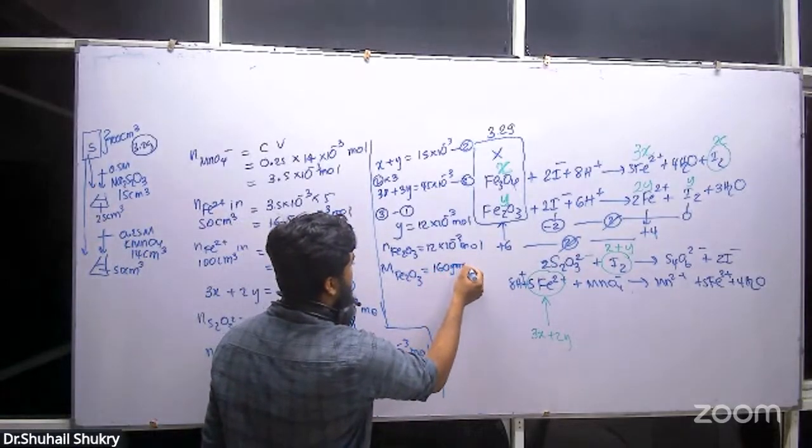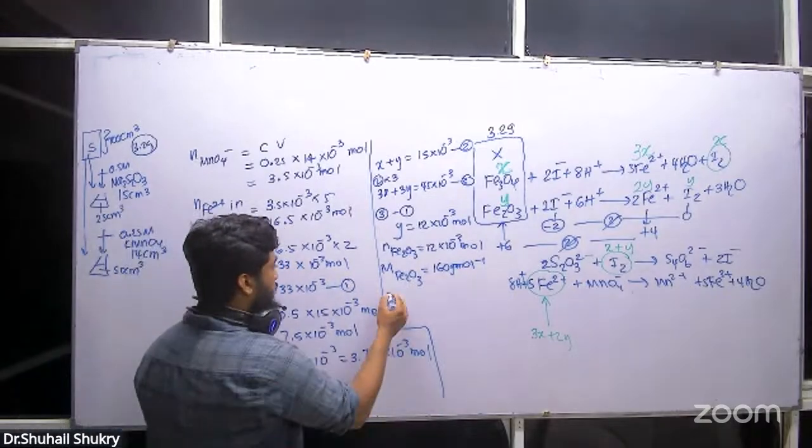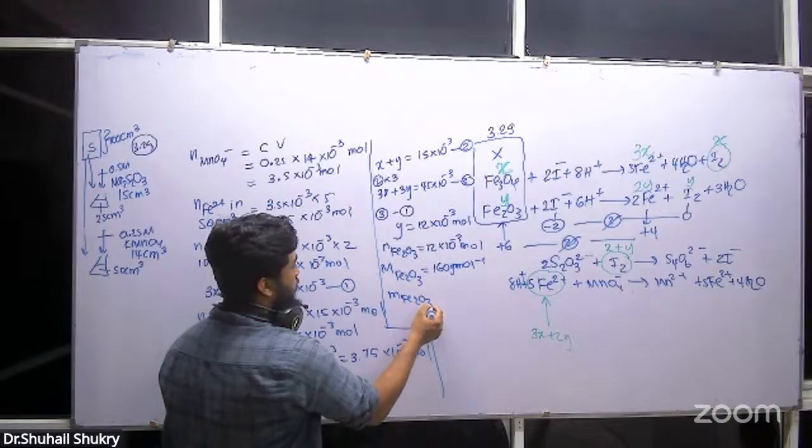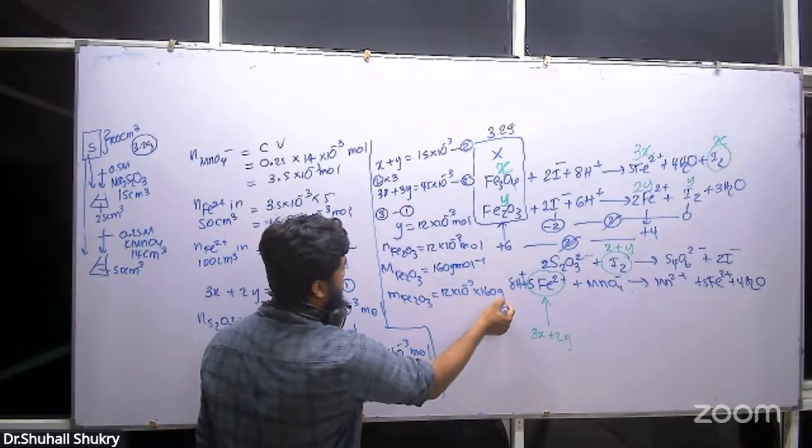160 grams per mole. Correct, no? 112, 48, 160. So you can find the simple M Fe2O3. That is 12 into 10 to the power minus 3 into 160 grams.